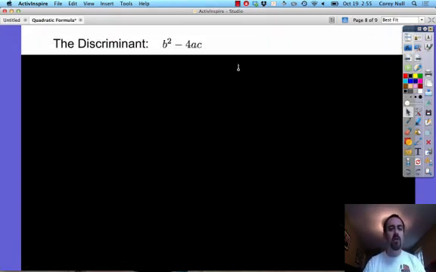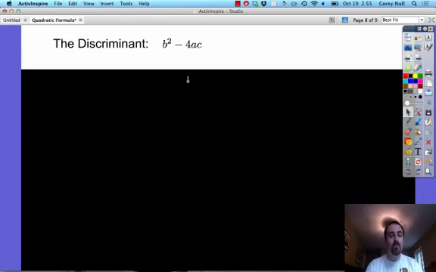Now let's look at something called the discriminant. The discriminant is the part of the quadratic formula underneath the radical, underneath the square root. So the discriminant is b squared minus 4ac. And one great thing about the discriminant is if you can evaluate it, you've learned something very important about the quadratic equation.